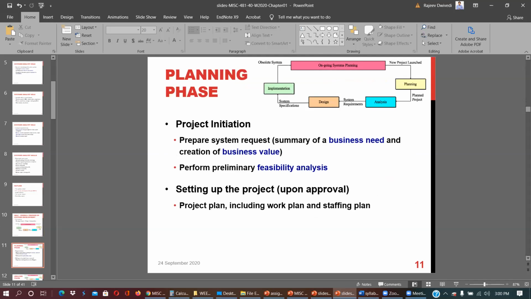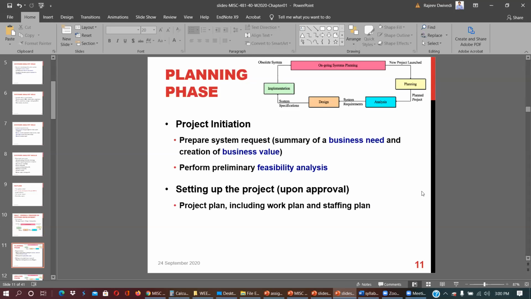Prepare, what is the project initiation? Prepare system request: what is the business requirement, what is the business need, what is the business value, why do we need this kind of system? So basically, the business case or business requirement.